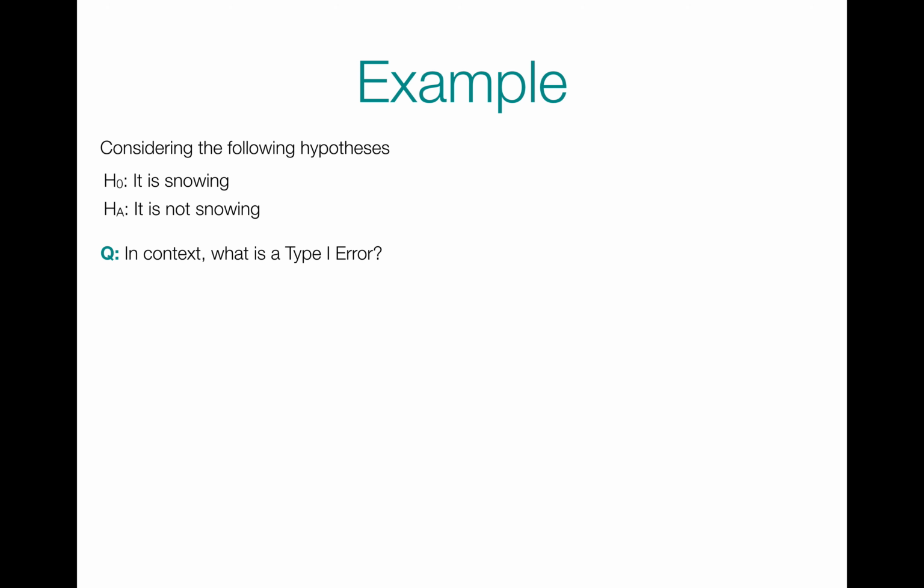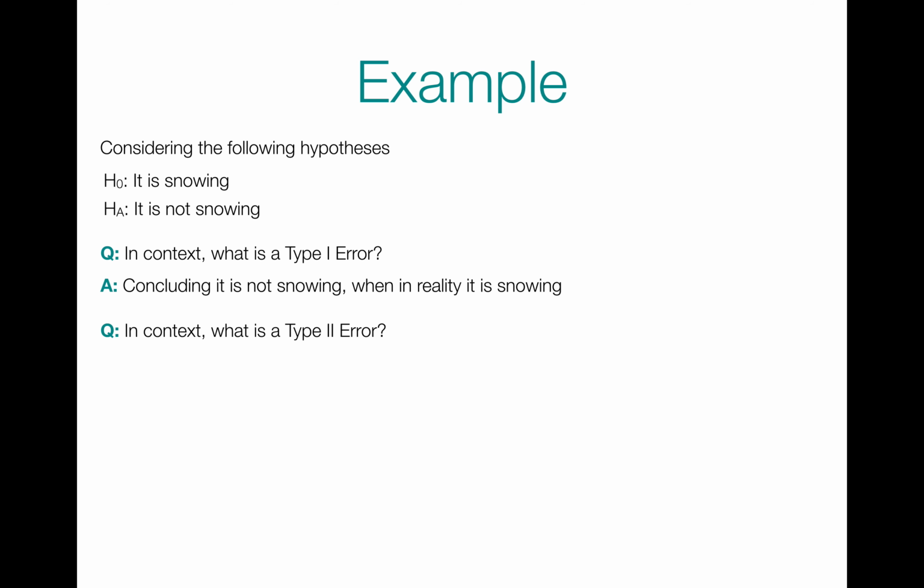So I want to know, first question, in context, what is a type 1 error? Well, remember what it is out of context. Out of context, a type 1 error is when you reject a true null. So in this situation, if I reject the null, that means I'm going to say it's not snowing. And if the null is true, that means the reality is that it is snowing. So putting those two pieces together, making a type 1 error is concluding it is not snowing when in reality it is snowing.